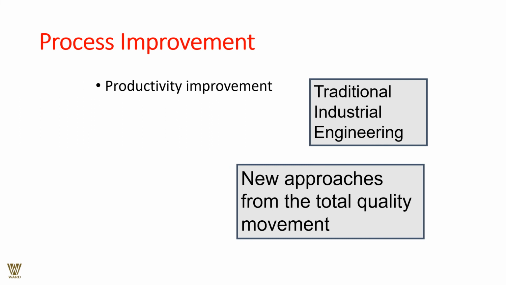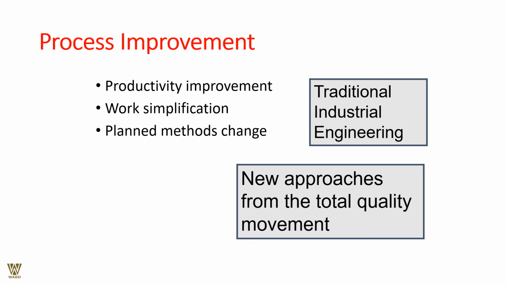In traditional industrial engineering, it is all about productivity improvement. Now, what is productivity? It was always the ratio between output and input. The more the output and the lesser the input, the better it works. Work simplification, as the case might be, means we are talking about plant and method changes. We are talking about Kaizen in the new approaches.